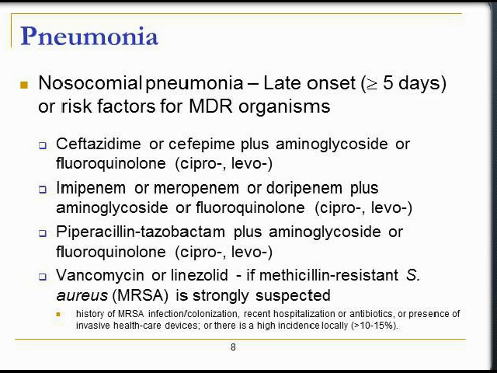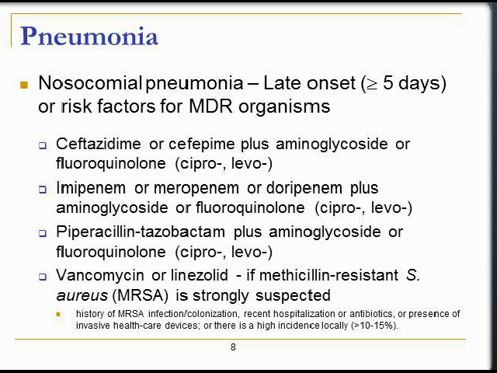Now, it's also recommended that you have an agent that is active against MRSA. Remember, I said MRSA is one of the top 2 organisms in this particular type of pneumonia. So the recommendation is either vancomycin or linezolid. Whether to use an MRSA agent, the information is located in your handout, but basically anyone with a history or recent hospitalization or a presence of devices, and most of your patients, especially if they're mechanically ventilated, are going to have healthcare devices like central lines, et cetera.